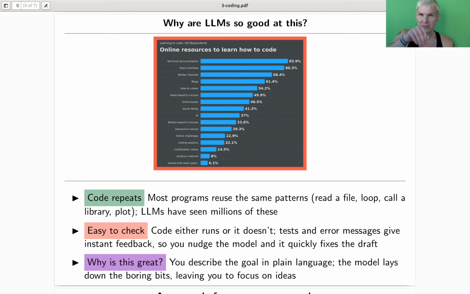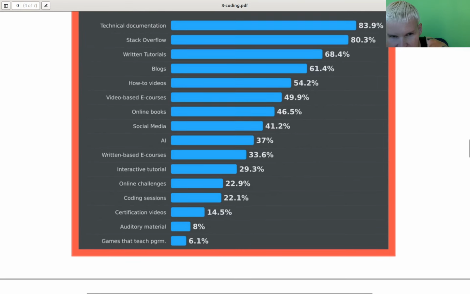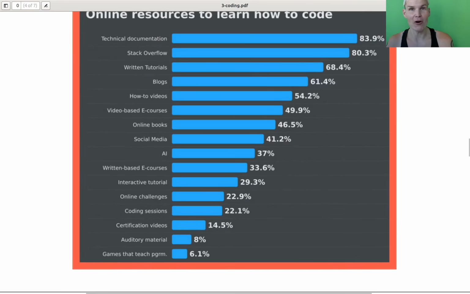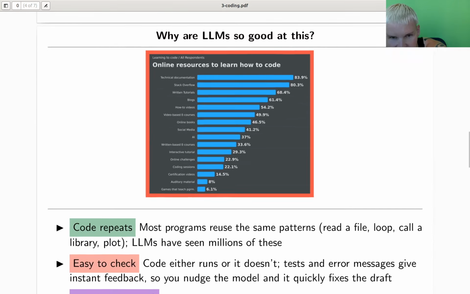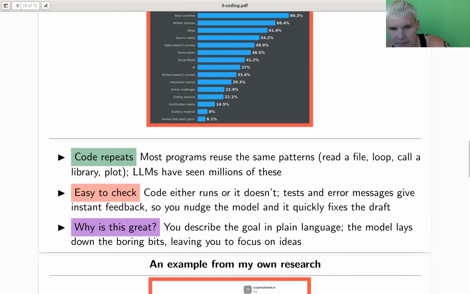They have seen a lot of examples, and they will repeat it very well, right? So online resources, by the way, I found this funny study here. Stack Overflow apparently is a big part. Blogs on coding or whatever, right? Online books, not so important. But also AI itself, kind of interesting. So this is literally where it gets its coding experience from.